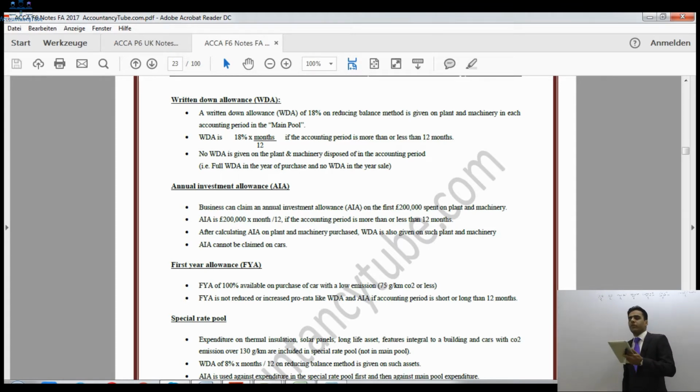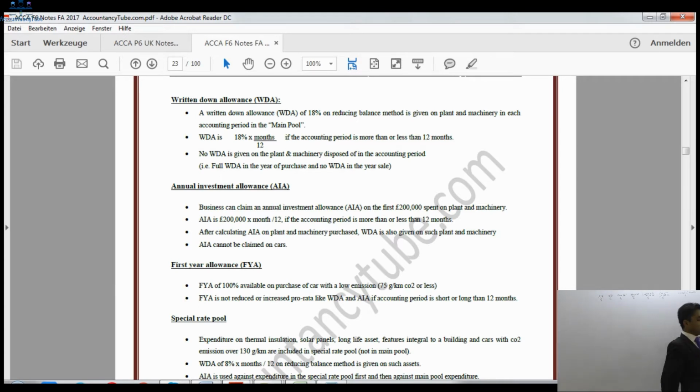Anyway, sometimes the accounting year is less than or more than 12 months. If it is, then obviously we'll have to adjust this percentage of 18%. So 18% multiplied by months over 12. If the months are more than 12, or less than 12, then whatever the months are, we put them over 12.